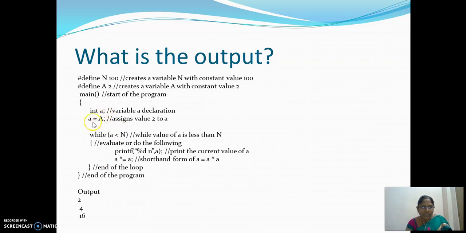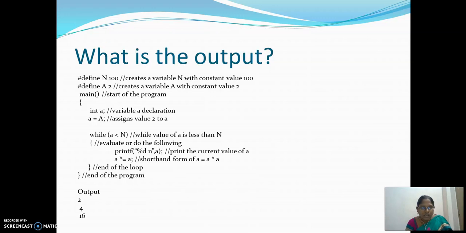You are declaring one variable A is equal to capital A. What do you mean by this capital A? Here you are writing 2. This is called the global definition section. A value is 2 and n value is 10. Here n is 100. So 2 less than 100, so the condition is true. The condition is true, so it will evaluate and print that value: 2, 4, 16, until which value? Until 98 it is going to print the value.